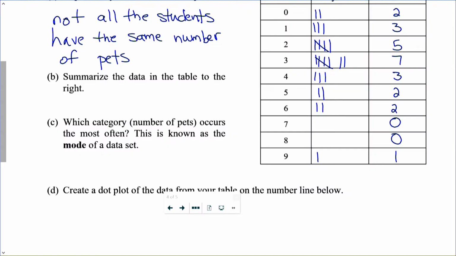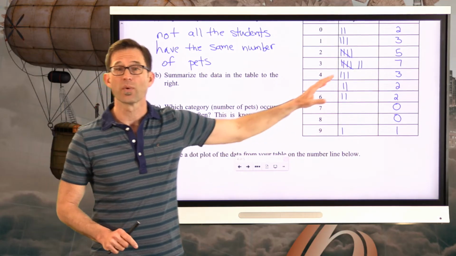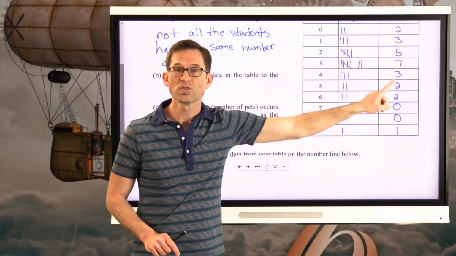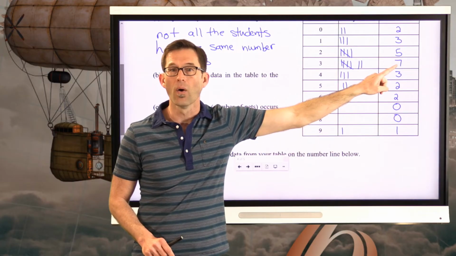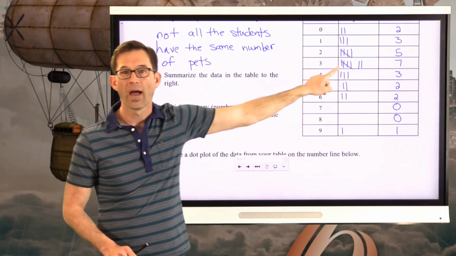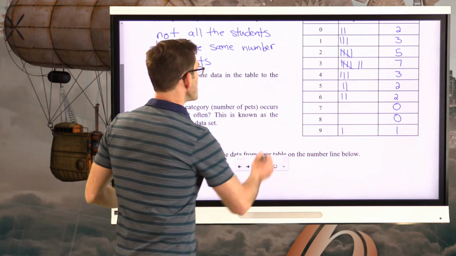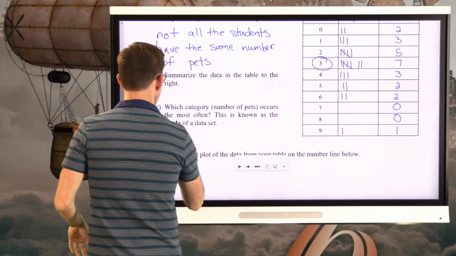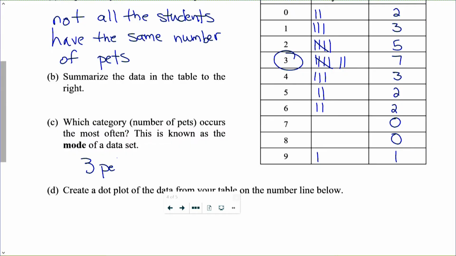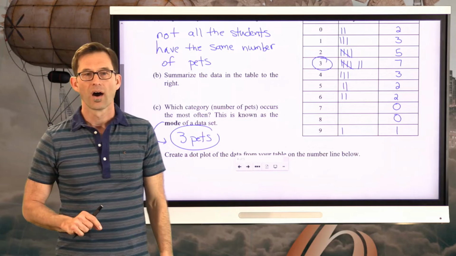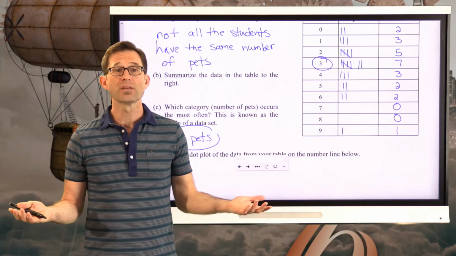Which category, number of pets, occurs the most often? This is known as the mode of the data set. Well, that's pretty easy, especially once we have it in this table form, because I just look at these totals and I go, oh, well, 7 people had 3 pets. So this, right, is the mode. The mode is the data point that shows up the most often. All right? It's a statistical measure.